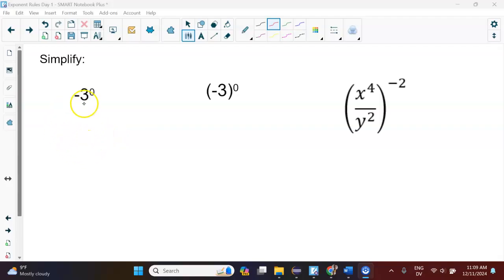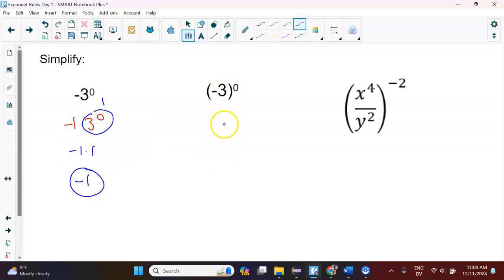Okay, so the key here is the 0. So this is like the negative part is separate from the 3. Okay, so the 3 to the 0 is going to be 1, right? From what we talked about before, anything to the 0 power is 1. So here we end up with -1 times 1, or just -1.